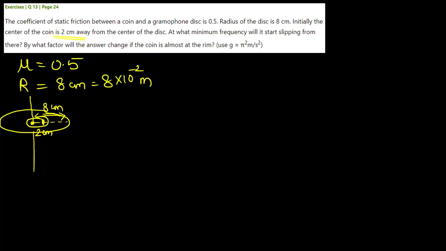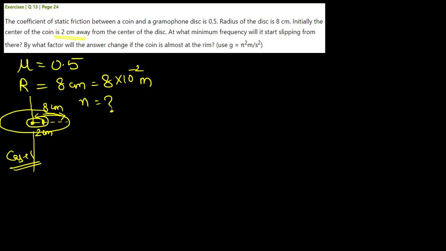The question is asking at what minimum frequency will it start slipping. We have to find the frequency. Suppose n is the frequency that we are supposed to find. At what minimum frequency will it start slipping from there? By what factor will the answer change if the coin is almost at the rim? Okay, so there are two cases given. In case 1, the coin is at a distance of 2 centimeter from the center and the radius is 8 centimeter.